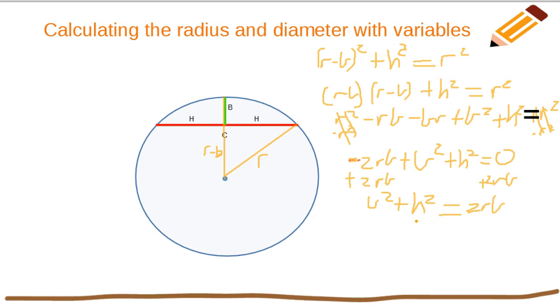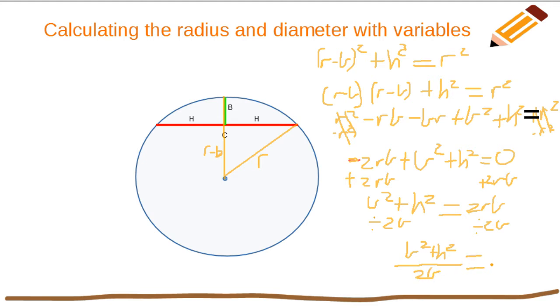Next, we want to get only the r, which is the radius. So we want to get rid of this 2 and b. So we're going to divide both sides by 2b. And that is going to leave us with a fraction result. The top is going to be b squared plus h squared, and the bottom is going to be 2b.